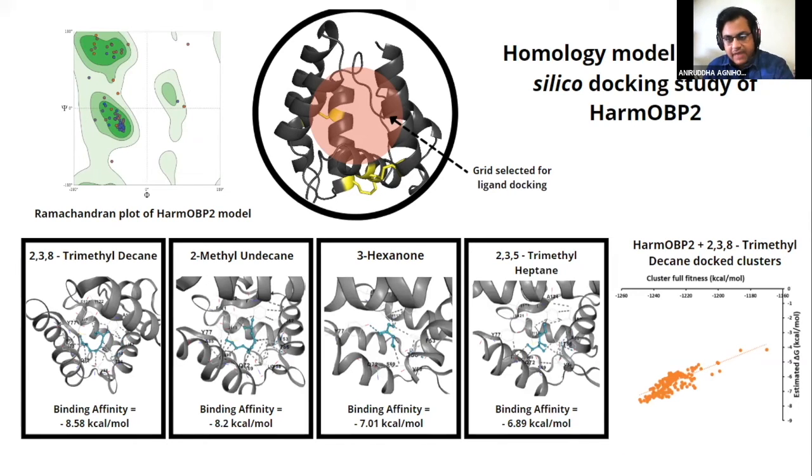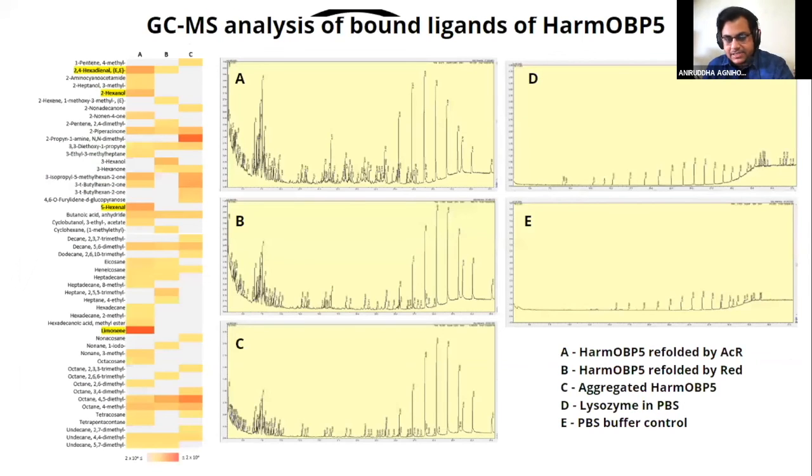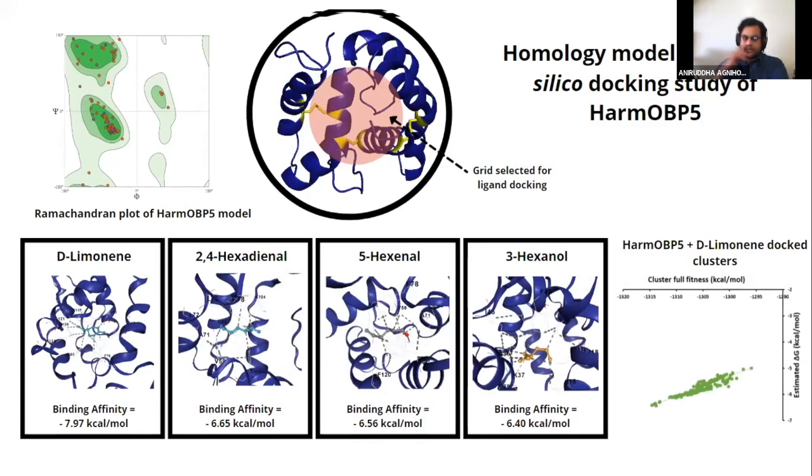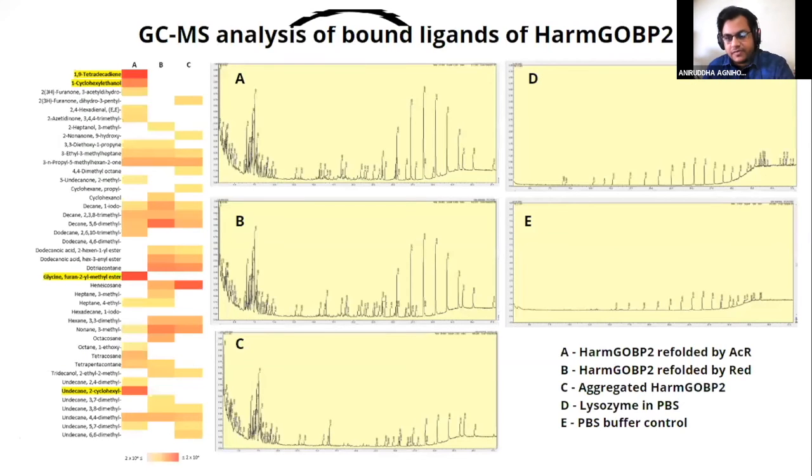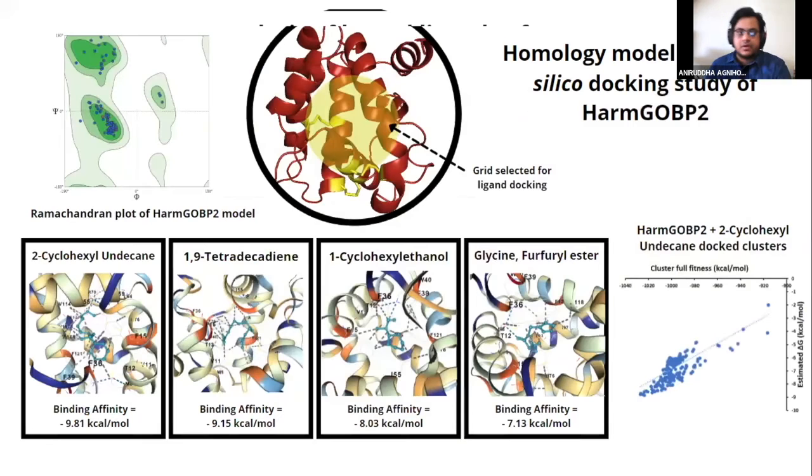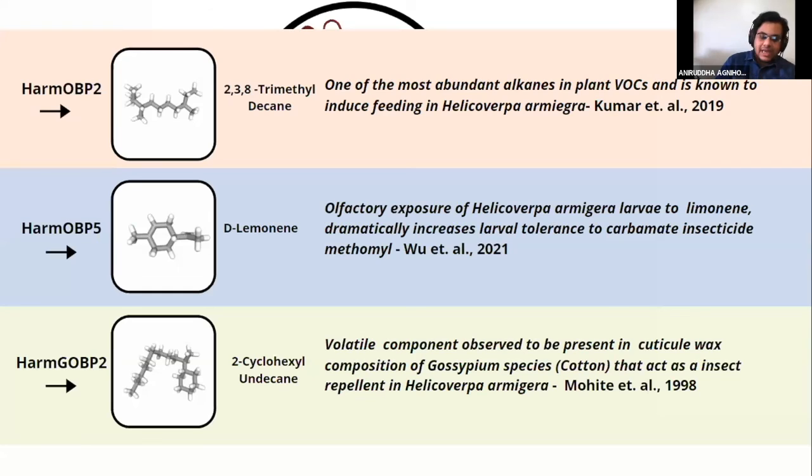Similar data was also obtained for OBP5 and GOBP2, and for each protein we identified some top 4 ligands. Out of the top 4, we ranked them based on the binding affinity, and we found that each protein has one ligand that has the highest affinity to it. For example, OBP2 has 2,3,8-trimethyldecane, OBP5 has D-limonene, and GOBP2 has 2-cyclohexyl-undecane. And for each of these ligands, there was some literature support available.